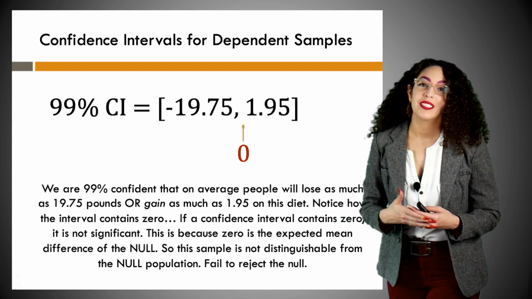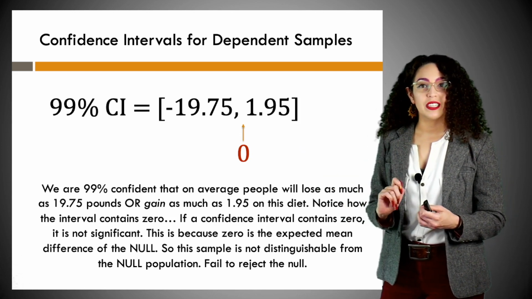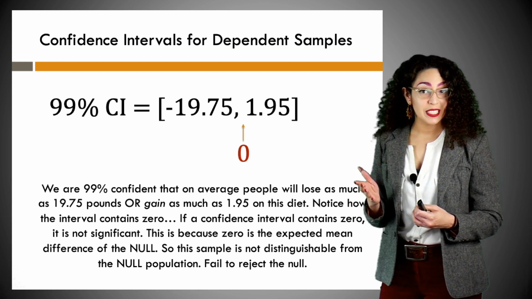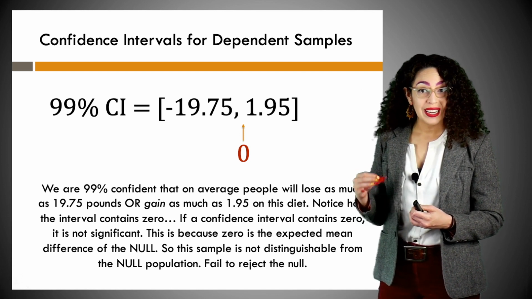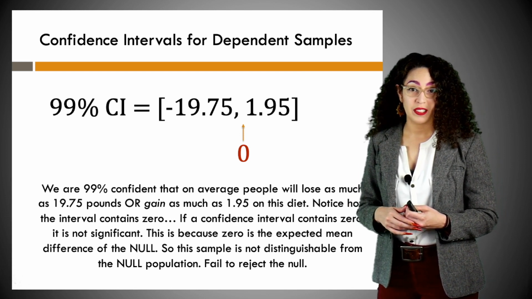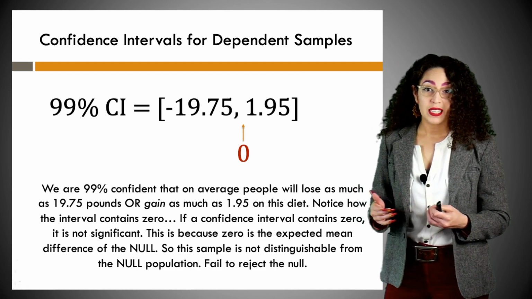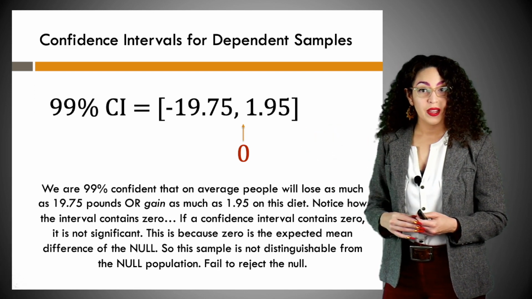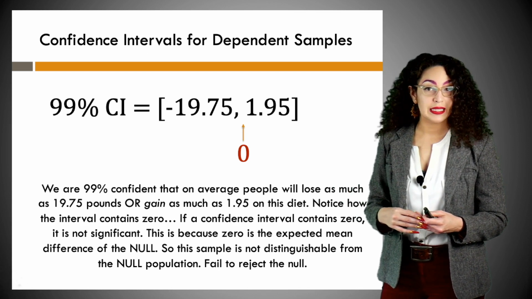So we can interpret this as we are 99% confident that on average people will lose as much as 19.75 pounds or gain as much as 1.95 pounds on this particular diet. Notice how our confidence interval contains that 0. If a confidence interval contains 0, it is not significant.